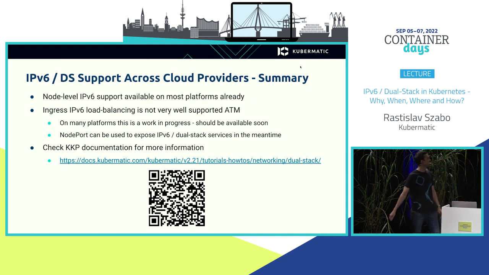To summarize this, on the node level, IPv6 support is mostly supported across most of the platforms, but the ingress IPv6 load balancing is not that well supported at the moment. But on many platforms, this is already a work in progress, so it should come soon in the next Kubernetes releases. In case it is not supported by the platform you choose, you can still use NodePort to expose IPv6 services in the meantime.